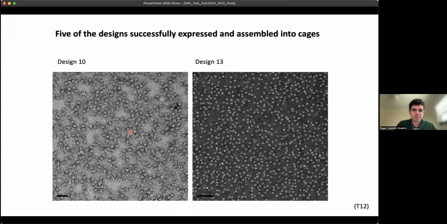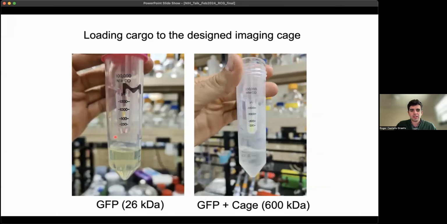So in this particular case, the design that I made was with a DARPin that would bind to GFP as a test. So GFP is the green fluorescent protein. It has 26 kilodaltons. So if I put, for example, it through one of these filters that has a cutoff of 100 kilodaltons, what you can see is that the GFP goes through it. But now if we mix the GFP with this cage, with these binding sites, now they form this 600 kilodalton complex that you can see is retained here on top of the filter.